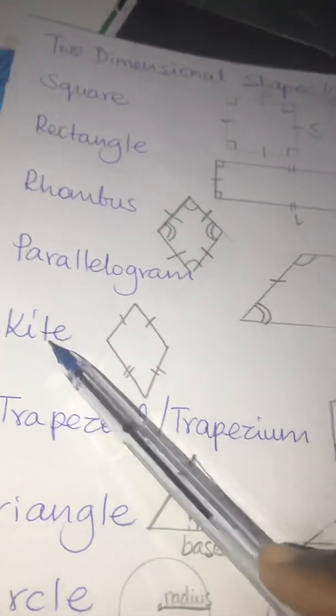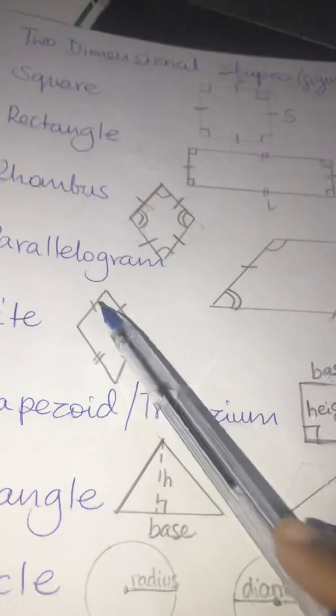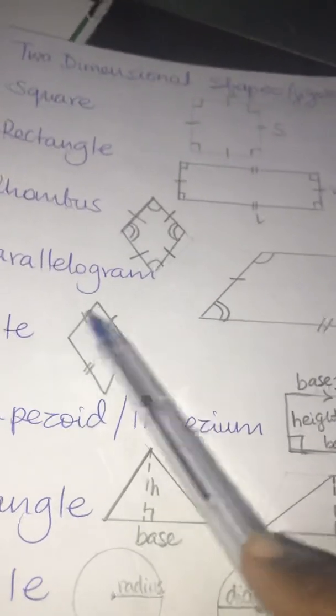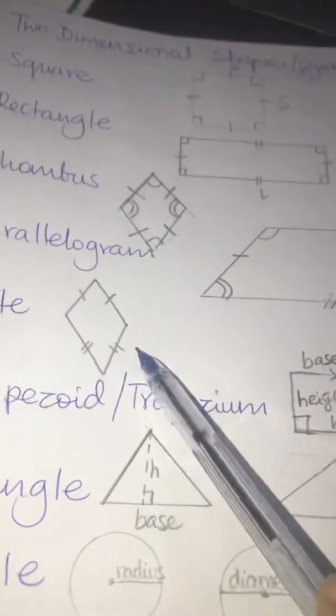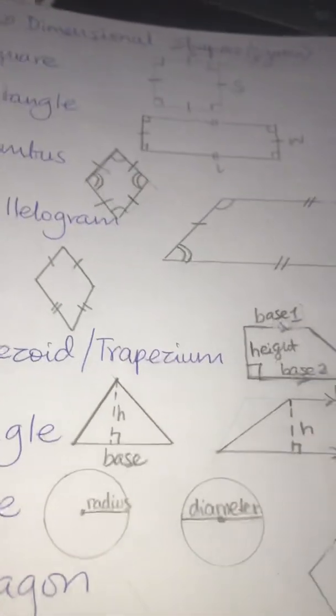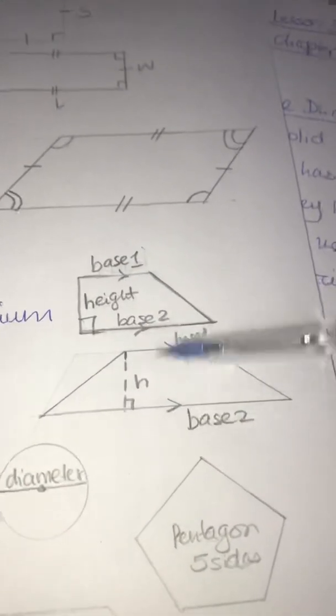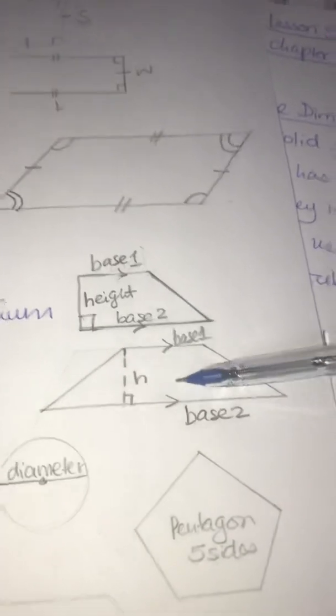Then you have a kite, okay? It has 4 sides. These adjacent sides are congruent. That means if I write 5 here, I should write 5 here, okay? Then you have a trapezoid or a trapezium. They come in 2 ways, either this way or that one, okay?